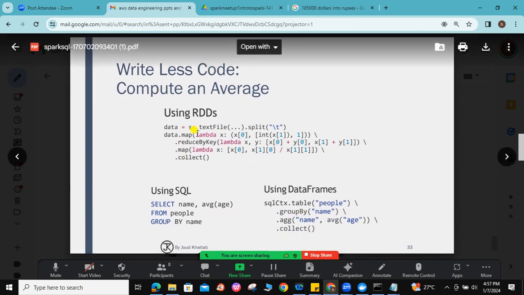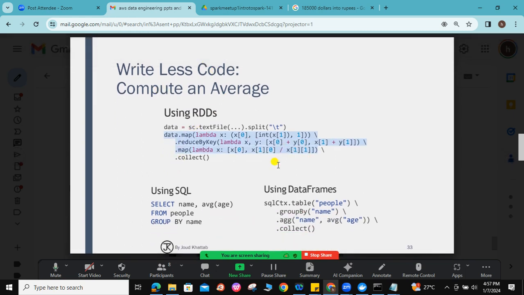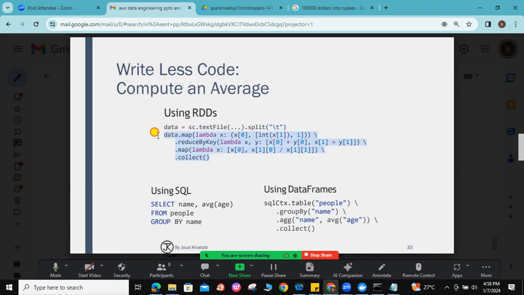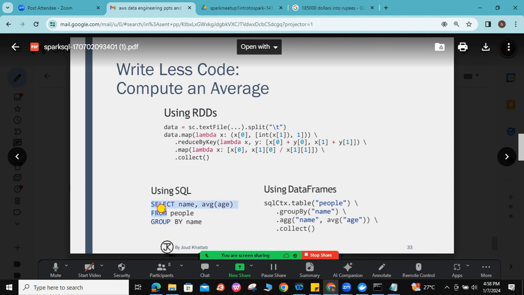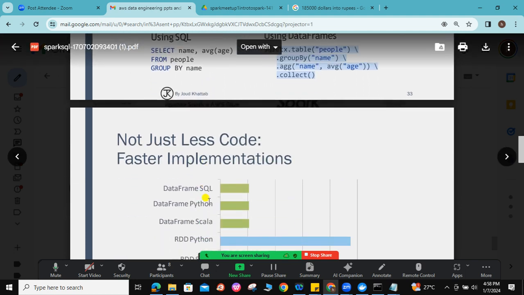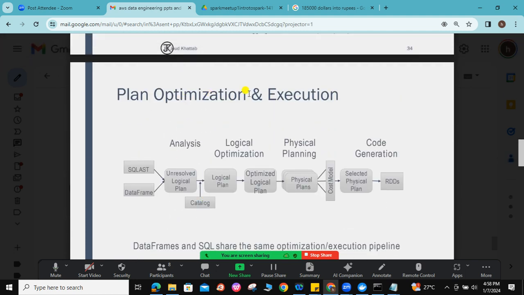Write less code, compute an average. Computing an average using SQL. If this is difficult, this is a Pythonic way of doing lambda and all. You can do it in SQL also. In data frames, you do it like this. Okay, there are different ways of doing it. You know this, I just explained you.